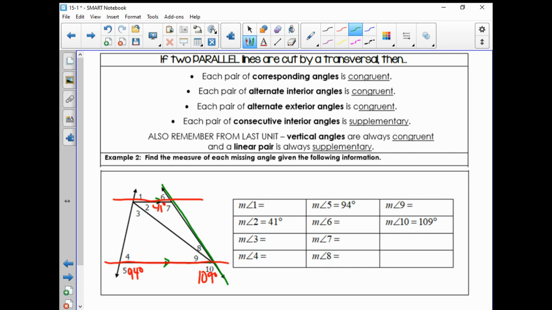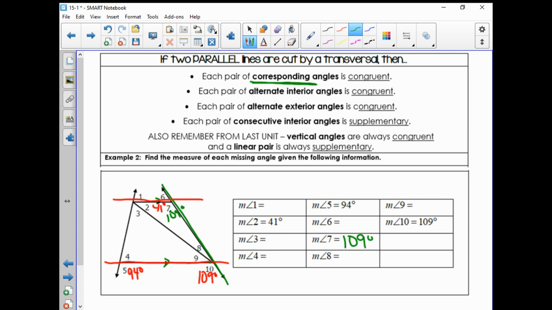knew was 109 degrees. Notice it is corresponding angles with this angle 7. So we know from earlier that corresponding angles are congruent. So if angle 10 is 109, so is angle 7, 109 degrees. We'll go ahead and write that right there.